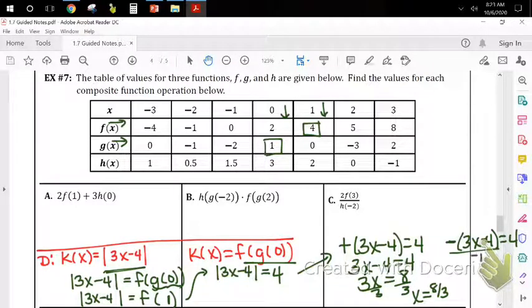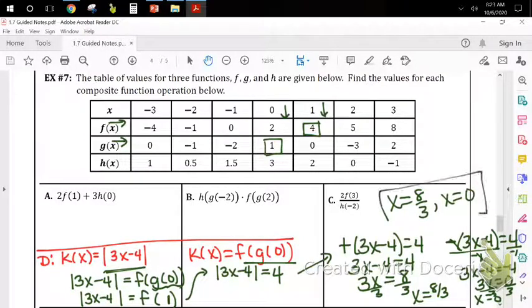On this one, I'm going to divide by the negative 1 to go ahead and move it off. So 3x minus 4 is equal to negative 4. When I add the 4, I get 3x equals 0, divide by 3, and we get x equals 0. And so there's our two solutions. We ended up with x is equal to 8/3. And we got x equals 0. Now remember, this is for letter D, okay? This is not for any of these.